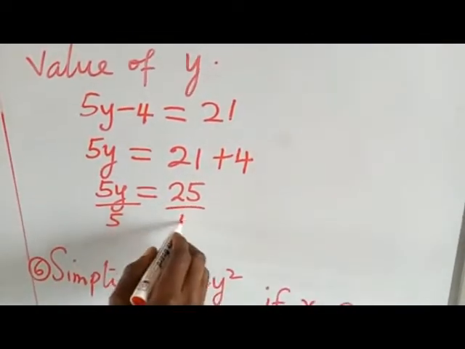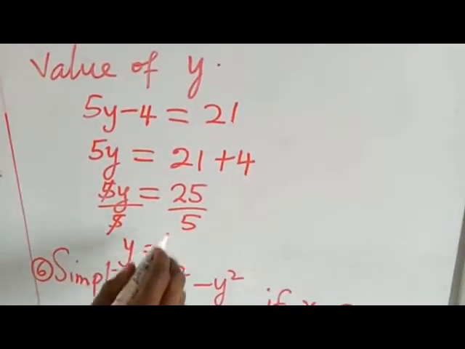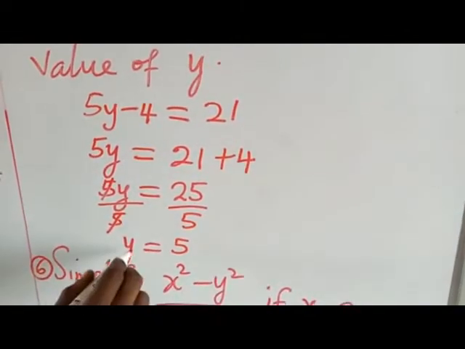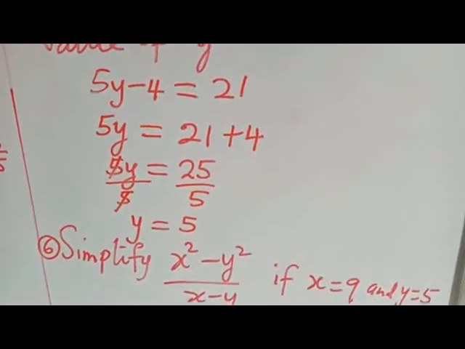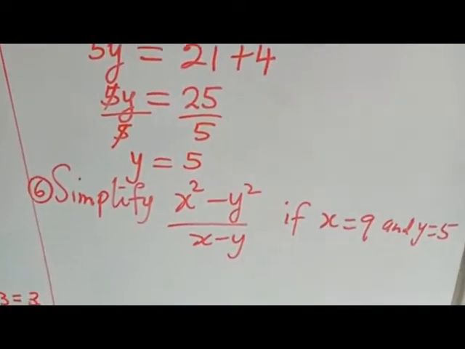I divide this side by 5. So 5 has gone, remaining y. Then 25 divided by 5 will give me what? 5. So the value of y, which was unknown, is 5 now. Is that clear?